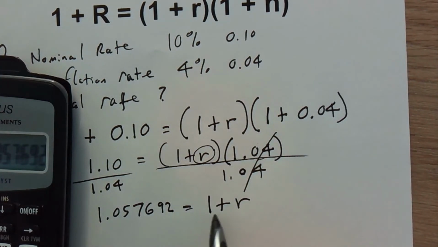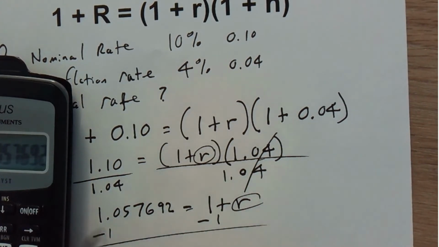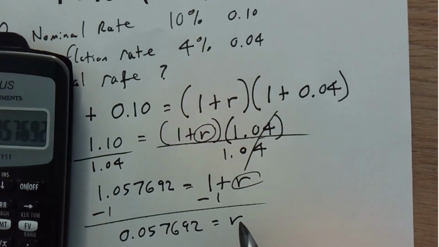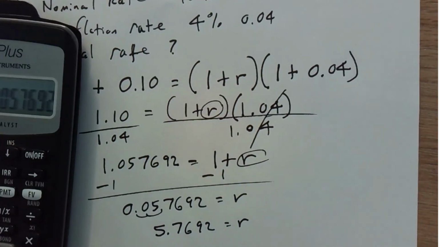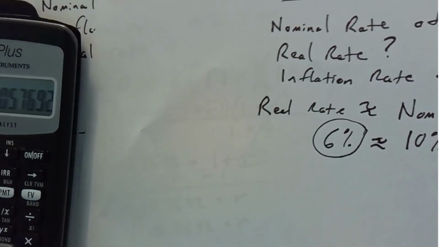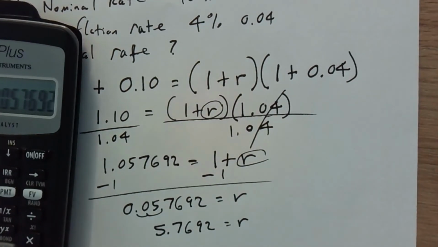If I want to get the r by itself, I'm going to subtract 1 from both sides. And that leaves me with 0.057692 is our real rate. And if we change that to a percentage, we're going to move the decimal place over 2 places. 5.7692% is our real rate of return. And that is fairly close to our approximate rate that we had of 6%. So we know we're right in the ballpark, but this is the more accurate real rate of return.